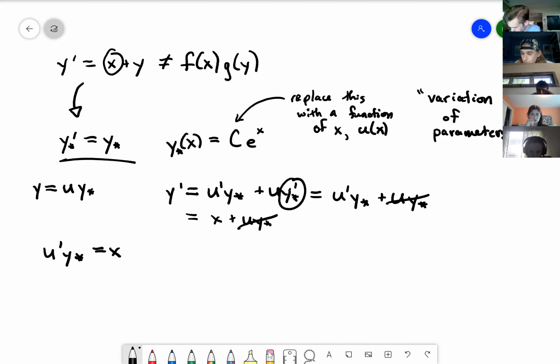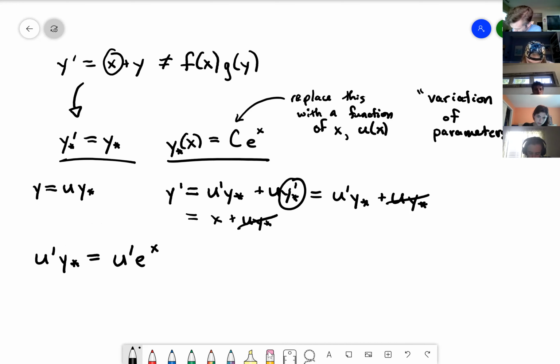And so what we want to do is write u prime y star, which is equal to u prime e to the x, our general solution. And this is equal to x. And so what we get ultimately is u prime is equal to x e to the minus x.